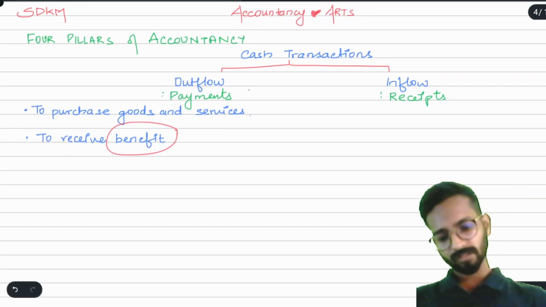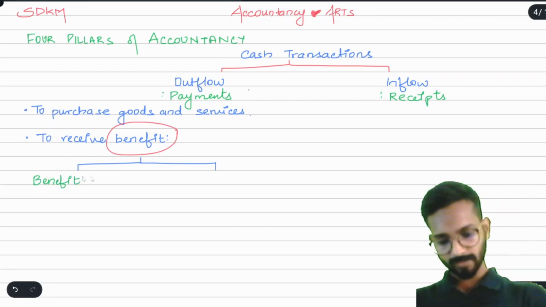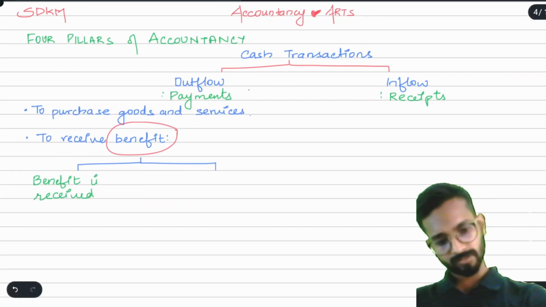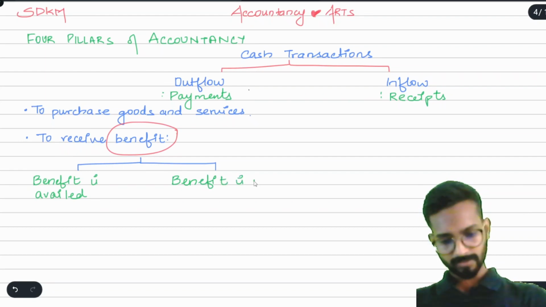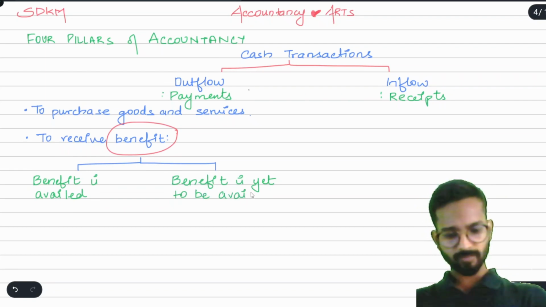So I can write here that to receive benefit I am making the payment, and there can be two cases again: benefit is received, or you can say benefit is availed, and here I can write benefit is yet to be received, or you can say benefit is yet to be availed. Availed is a better term, so we can use availed only.